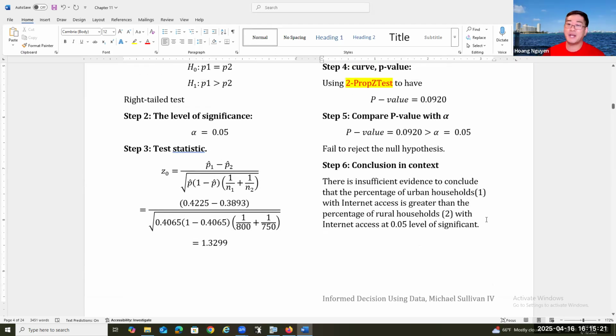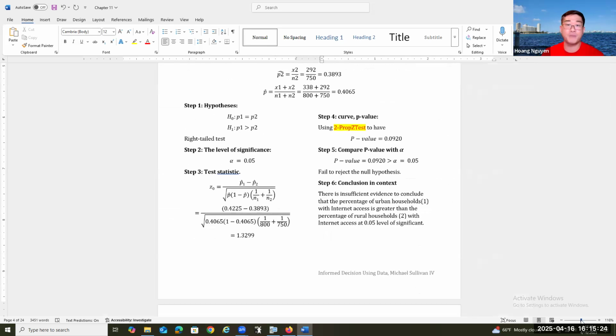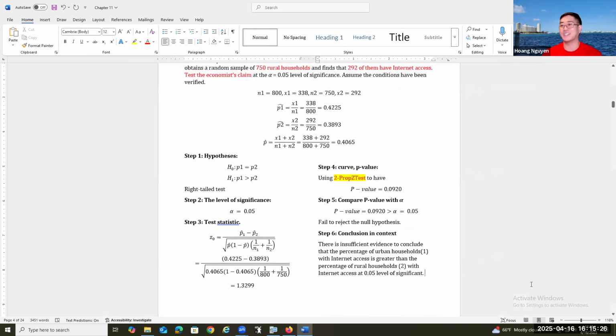So this is the hypothesis test to compare two population proportions. In this case, we compare the urban and the rural households. This is the first example. You might pause the recording for a few seconds and take a look at the work that we completed together, and whenever you're ready, just move on to the next example.